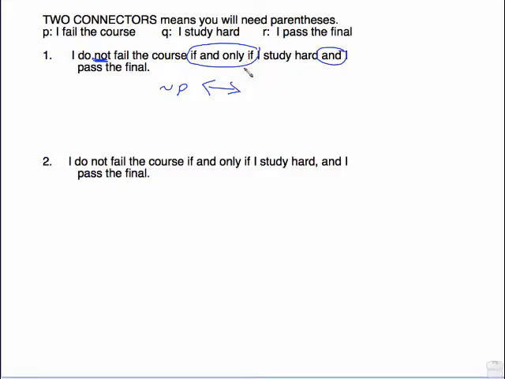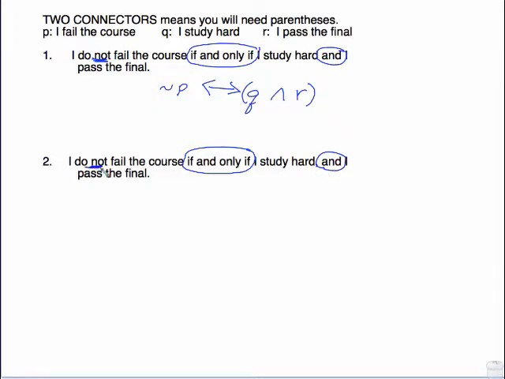On the back side of the double arrow, if I study hard, which was Q, and I pass the final is R. Use our dominance of connectives and see that we have our double arrow. So if I thought about putting a little line through that and separating this into parts, that means this is going to have to go in the parentheses. Similar statement, but notice I have a comma here. So I do not fail the course if and only if I study hard and I pass the final.